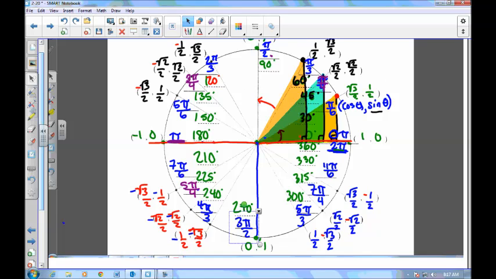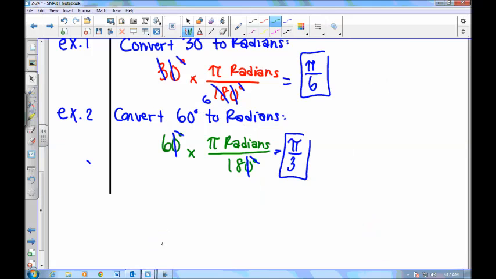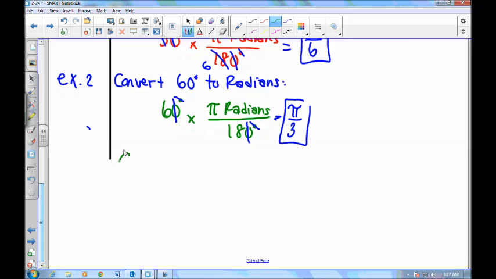Okay, the last formula you need is to convert to degrees. If you're given a radian, we'll just do 1 and then we're done. Convert to degrees. If you're given a radian, the formula is very similar to convert to degrees.